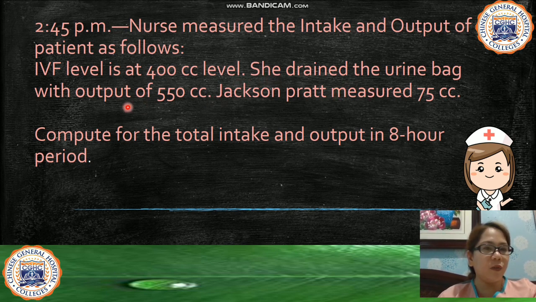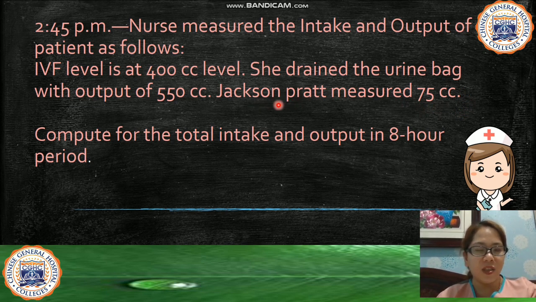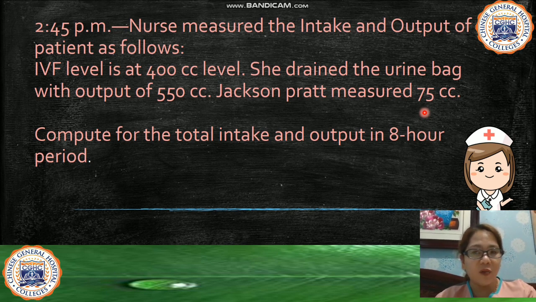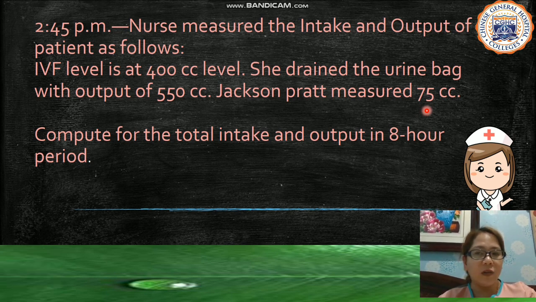Then, she drained the urine bag with output of 550 cc. Jackson Pratt measured 75 cc. So, di ba sabi ko kanina, upon receiving the patient, meron siyang 25 cc level na hindi natin drainain. Kasi usually, kapag wound drainage like Jackson Pratt, chest tube drain, ang doctor ang nagdi-drain doon, di basta-basta natin ginagawa yon. Ang ginagawa natin is nino-note lang natin yung level upon receiving para makita natin kung ilan yung output during our shift. So, nung nag-start siya may 25, so 75 minus 25, that is 50. Ibig sabihin, may 50 na output during her shift.